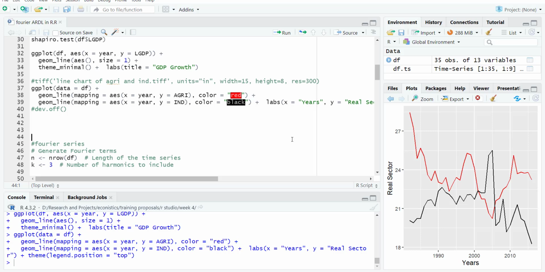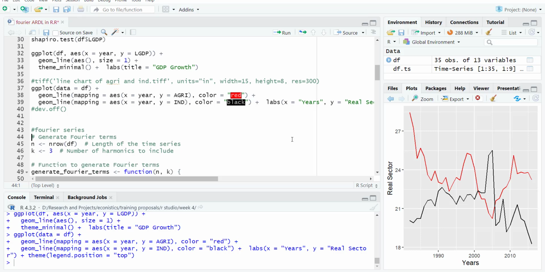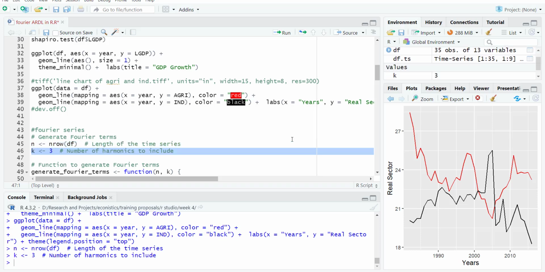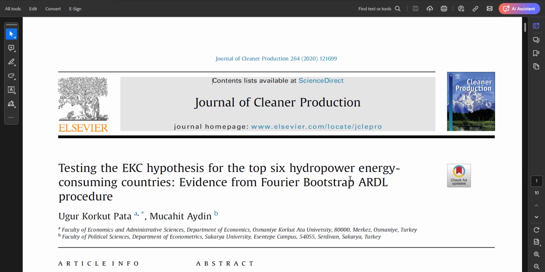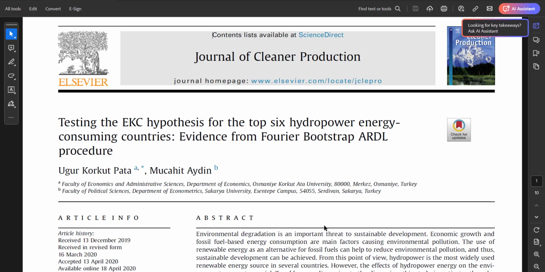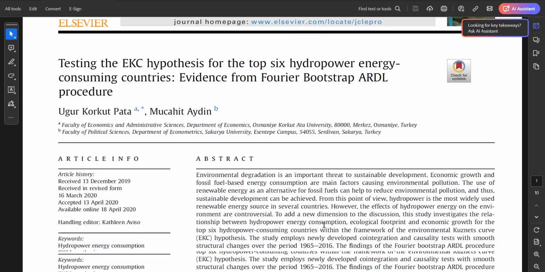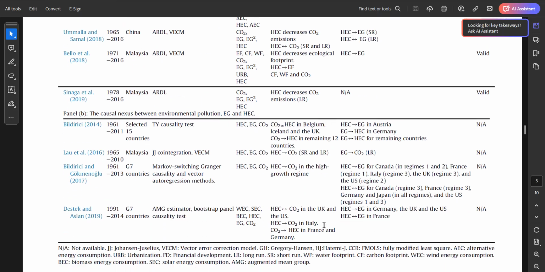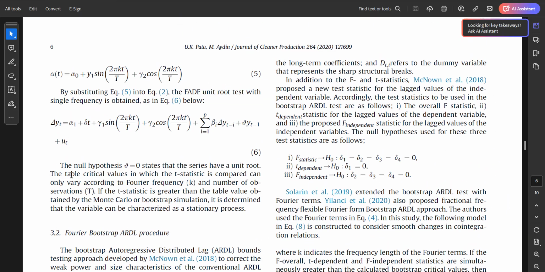Then we'll start towards generating Fourier series. First of all, I will count how many data observations there are. Okay, and then count how many harmonics I need to add. In this paper, the formula has been shown. You can download this. I will show you this paper. In this paper, you can see the formula of how the harmonics have been created. So the formula is 2 pi kt over T.